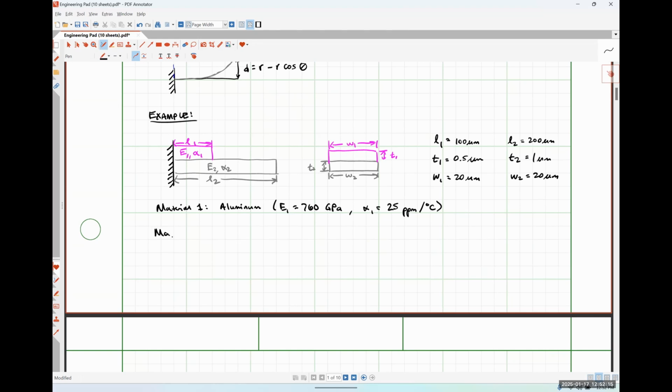Material 2 is silicon nitride, which has a Young's modulus of 250 gigapascals and a coefficient of thermal expansion of 3 parts per million per degrees Celsius.